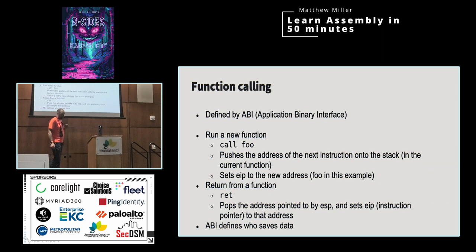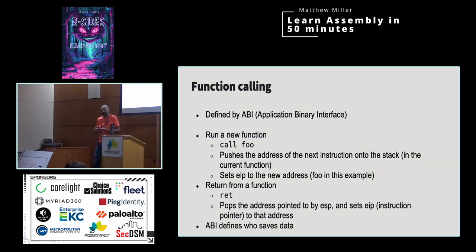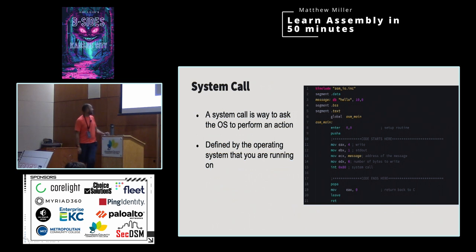And then, the application binary interface is how programs are supposed to run on particular operating systems. So for example, Microsoft used to do one way and Linux would do another one. Actually, Microsoft now, they kind of use the standard for x64. But the ABI, or Application Binary Interface, says who saves the data? And typically, it's the function being called that is going to save the data, because then you're not wasting data being saved. And where do we save all that data? Oh, we'll see. We're going to save it to the stack.